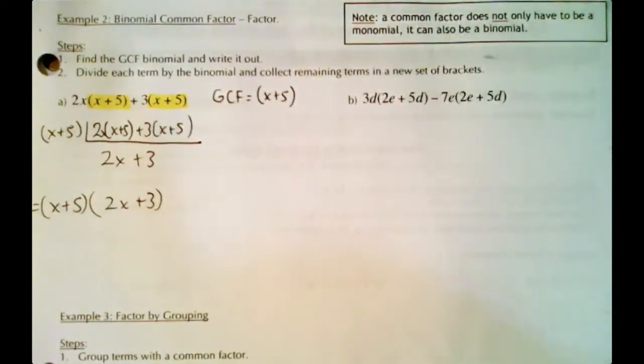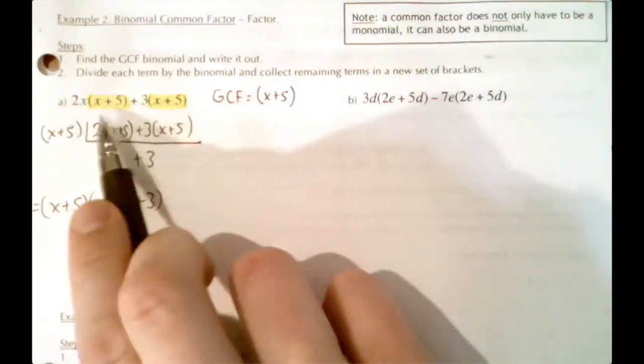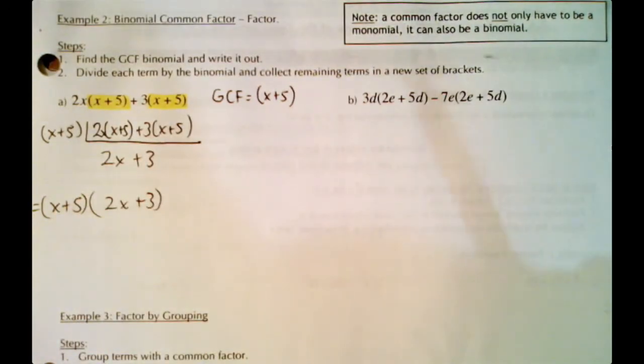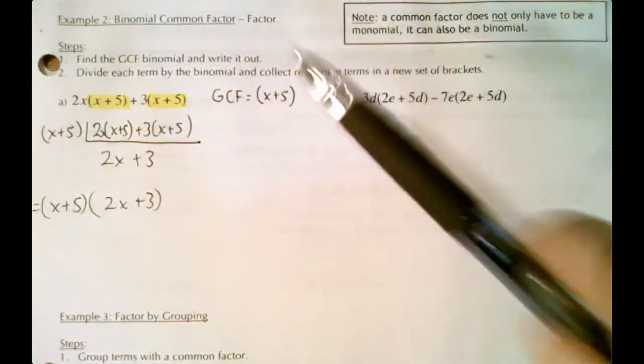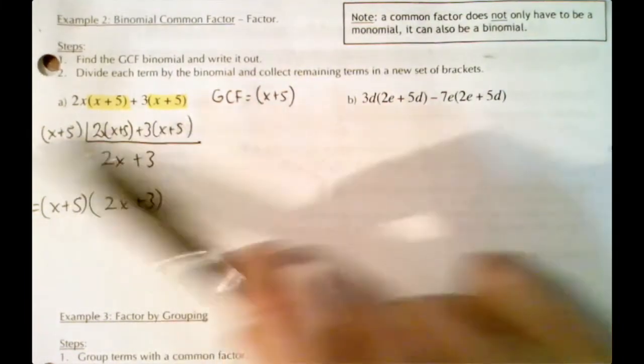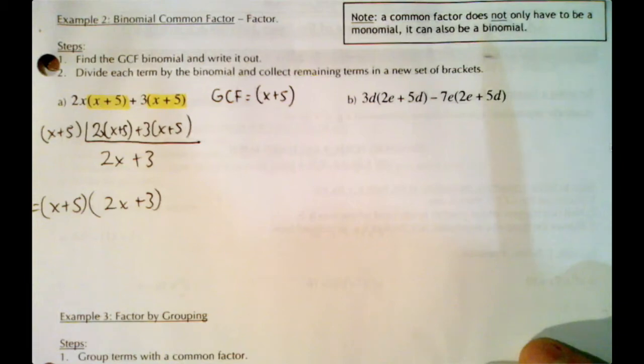So that common factor doesn't have to be just a number or just a single term. It can be a binomial or a trinomial or any term in a bracket. So now what I want to try to do is factor the greatest common factor that's a binomial without doing this division step. So I'm going to show you here, and we're just going to do a little bit of color coding.